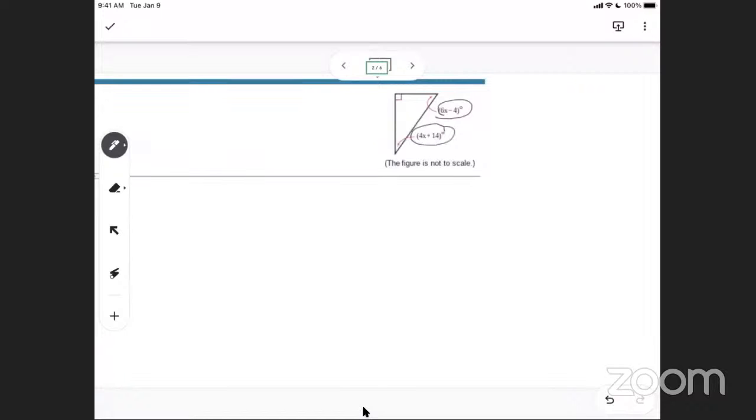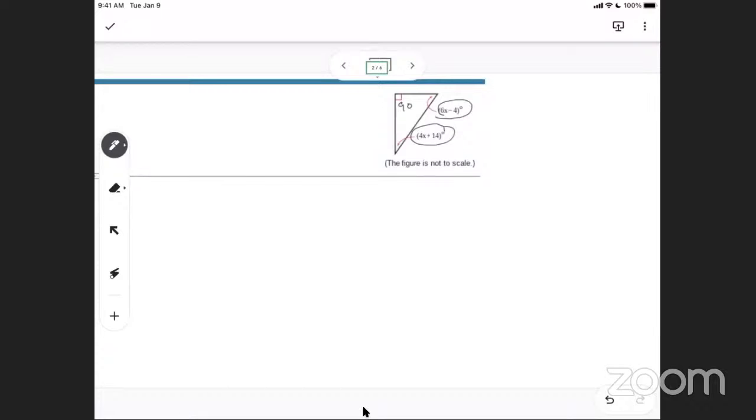Yes. But what do I know about those two angles? What do those have to add up to? 180 degrees. Nope, not those two. Each of them? Yeah, they have to add up to 90 because this one is already what over here? 90 degrees. That's already 90. So the other two angles have to add up to 90.